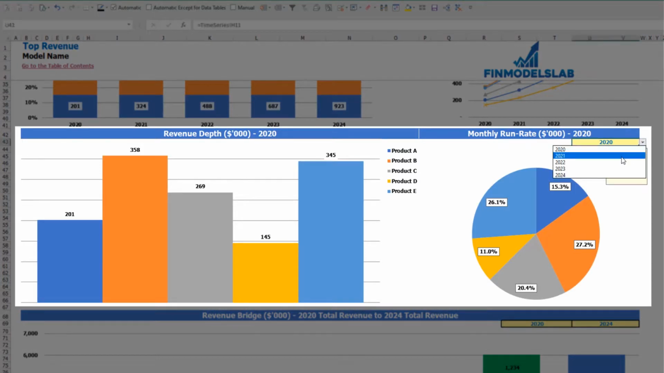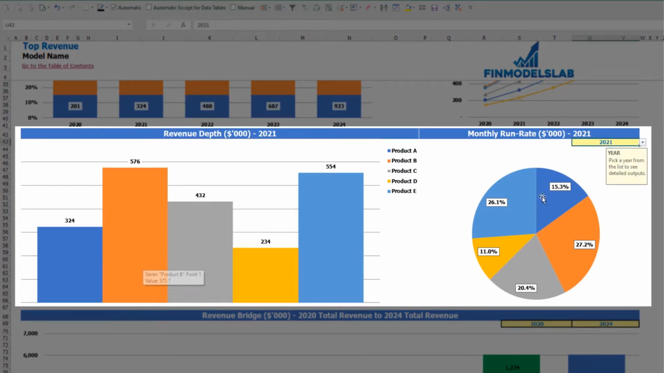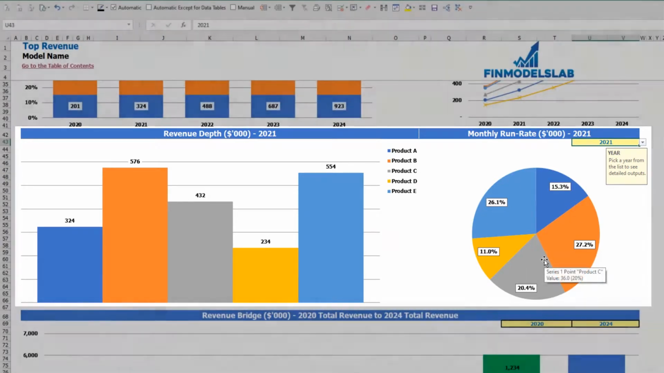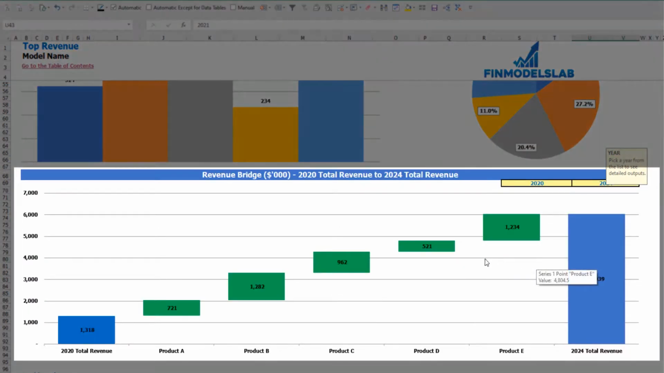You can select the year, and based on this year you will see the information of revenue by products as absolute values and percentage revenue breakdown on the pie chart. On the revenue bridge you may find the main revenue drivers of growth. You may select the first year and you may select the last year, and between these years you will see the waterfall chart, and you may see which are the main drivers of your revenue growth, which specific products grow faster and which specific products grow slower.